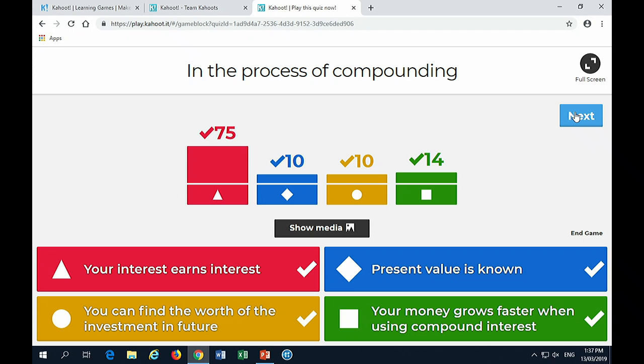By compounding, you can find out how much the investment will be worth to you in the future. Yes, you are finding the future value of a present amount. With compounding, your money grows faster because you're using compound interest, which is the first option of your interest earning on interest. So yes, it is true. So in the process of compounding, all of these factors are true. I mean, Kahoot just doesn't allow you to choose all four, but I think it's still a useful exercise to go through all of these answers.